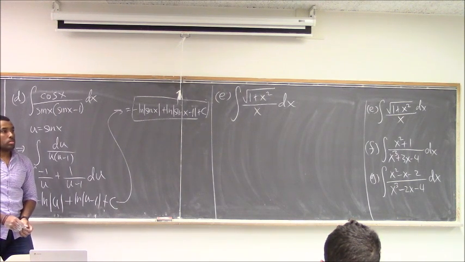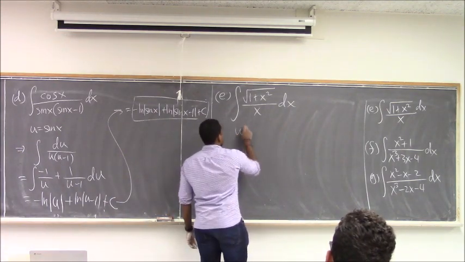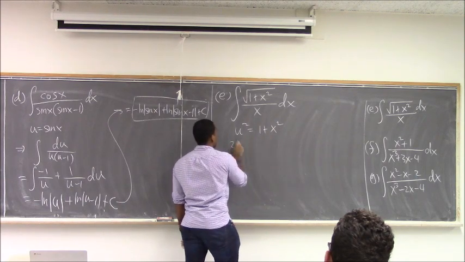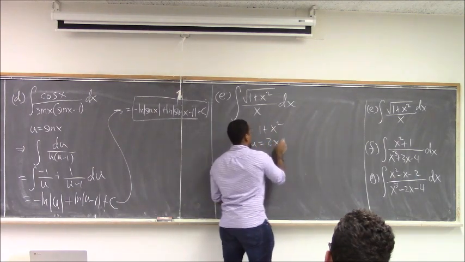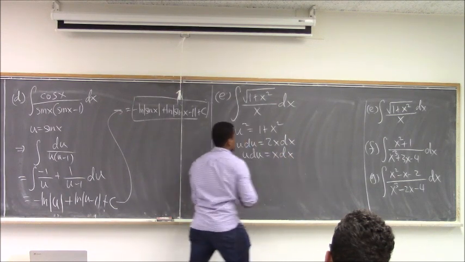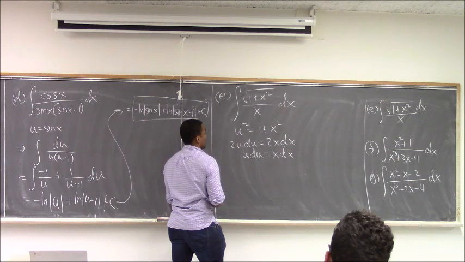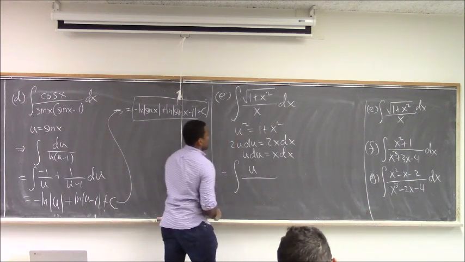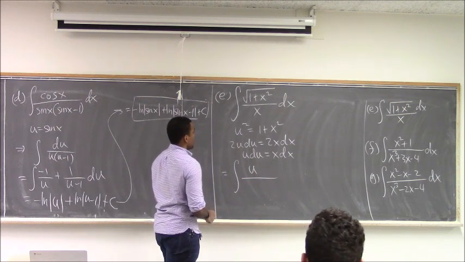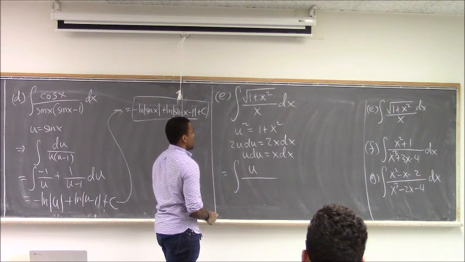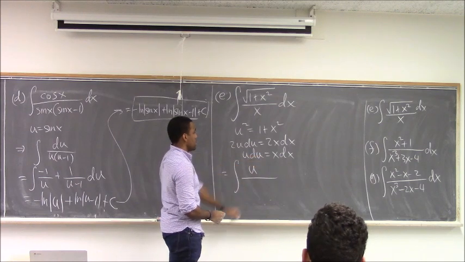Yeah? u substitution, u squared equals 1 plus x squared. So 2u du equals 2x dx. Cancel out. And then you get u over u squared minus 1, and times u du, so it becomes u squared over u squared minus 1. Explain that step a little more. Because we don't have x dx. How do you get that?